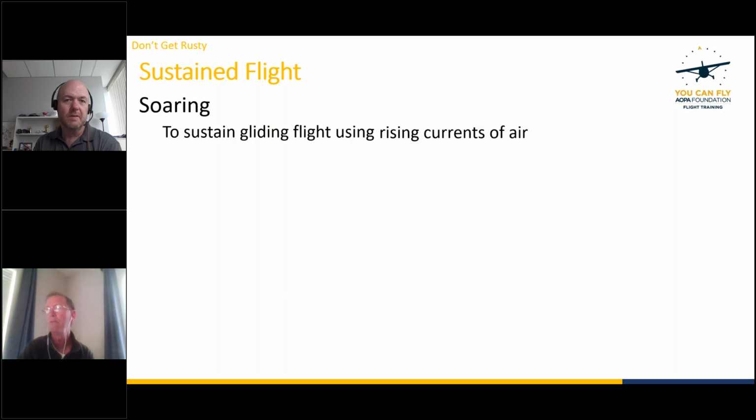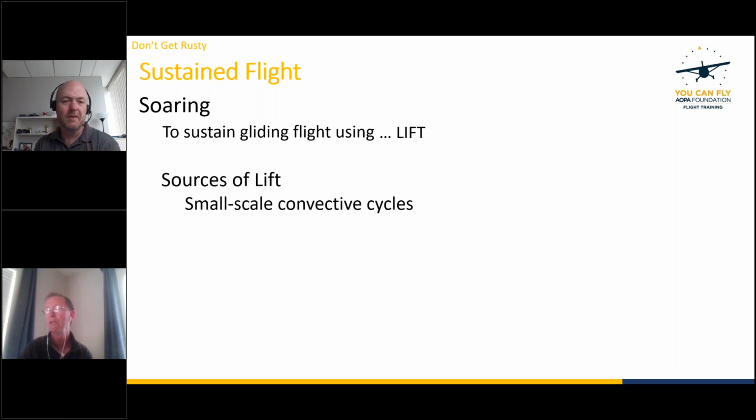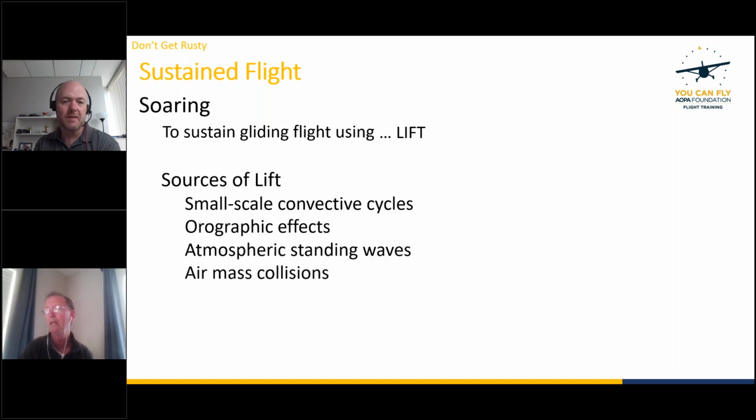So now that we're up there, how do we stay there? Again, soaring is sustained flight based on rising air currents, which we call lift. And so where do we find this stuff? The answer is small scale convective cycles, orographic effects, atmospheric standing waves, and air mass collisions. Or as we in glider world call it, thermals, ridge, wave, and convergence.